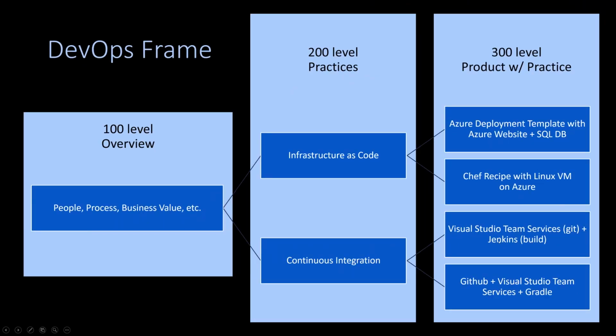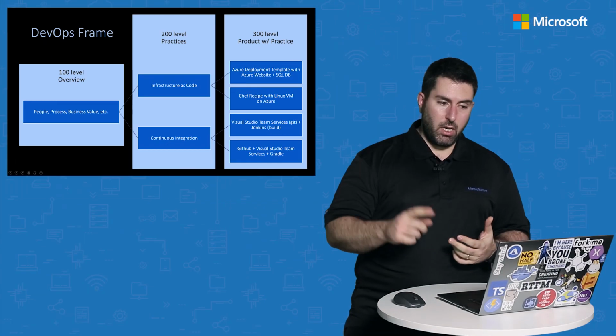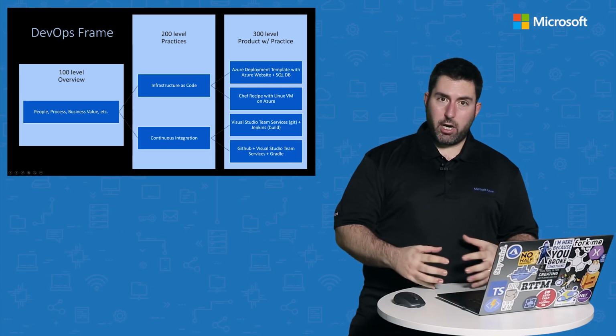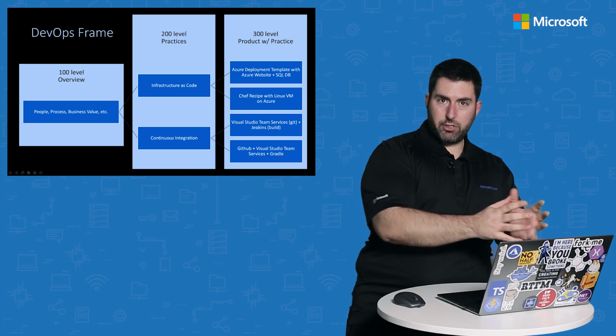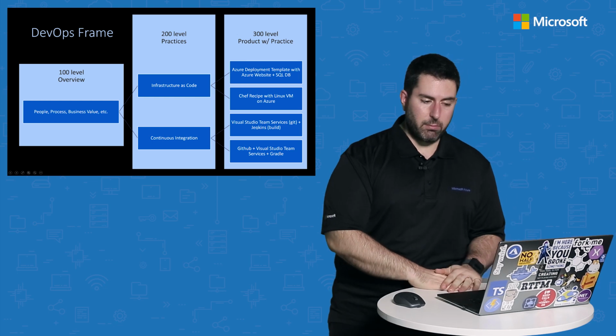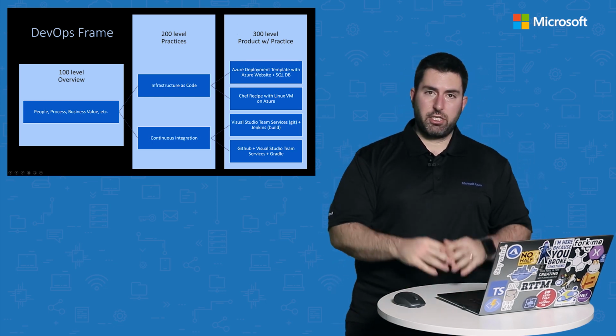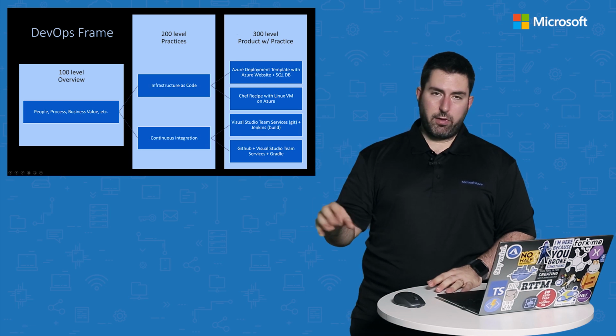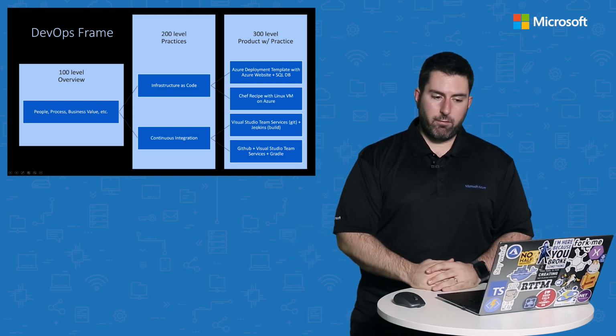So again, going step by step back to the beginning, this is kind of the full DevOps frame. On level 100, people, processes, and the business value, it's what we discussed. So uniting the people, getting the processes straight, and delivering business value to your customers. On level 200, you start implementing the practices. Infrastructure as code might be a practice if you want to do the automated provisioning of your environment. And continuous integration is the deployment part and the integration of your source code to your environment.